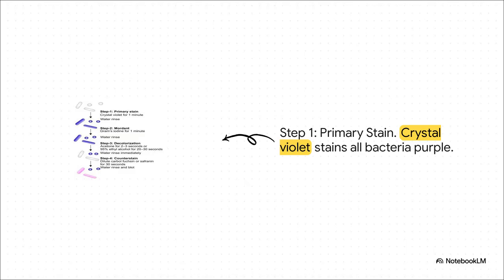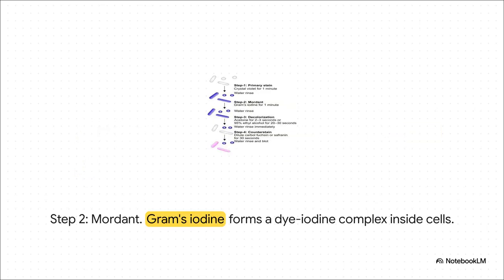The absolute workhorse of bacteriology is the Gram stain. And it all starts with the primary stain, crystal violet. At this first stage, it's pretty simple. We flood the slide, and every single bacterial cell on there, it doesn't matter what kind it is, soaks up this deep purple dye. Next up, we add Gram's iodine.